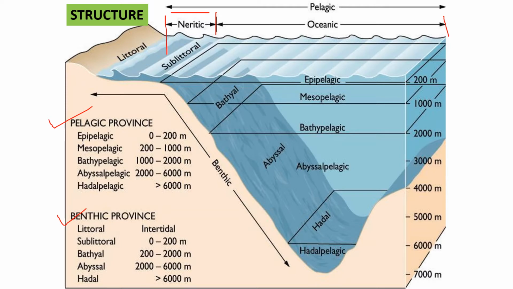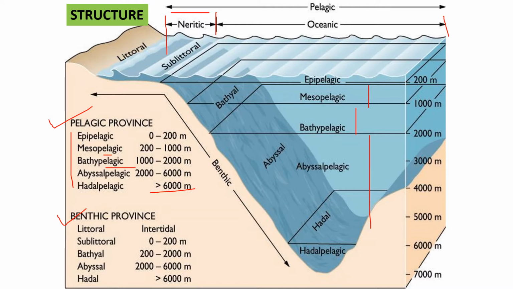According to depth, the pelagic zone is divided into different subzones. These are the epipelagic, which is the upper surface of the ocean, 0 to 200 meter depth, and then 200 to 1000 meter depth, the mesopelagic zone. Then the bathypelagic, 1000 to 2000 meter depth, and then 2000 to 6000 meter depth, the abyssal pelagic, and the hadopelagic, which is beyond 6000 meter depth. That region is called the hadopelagic.